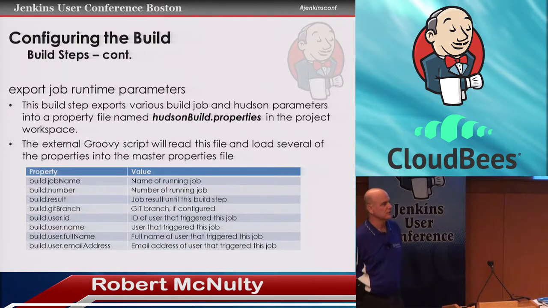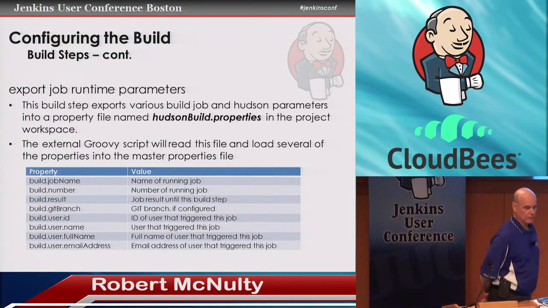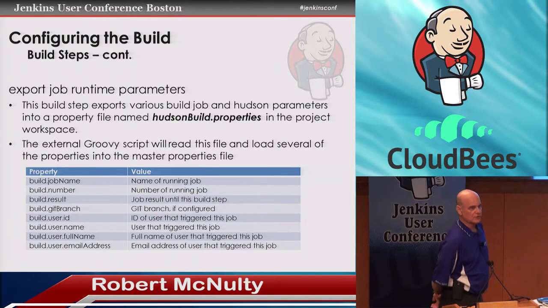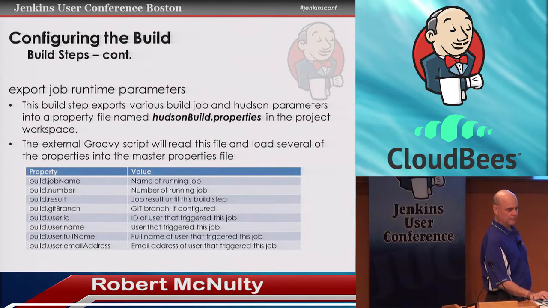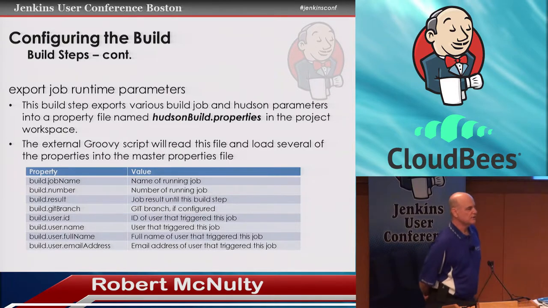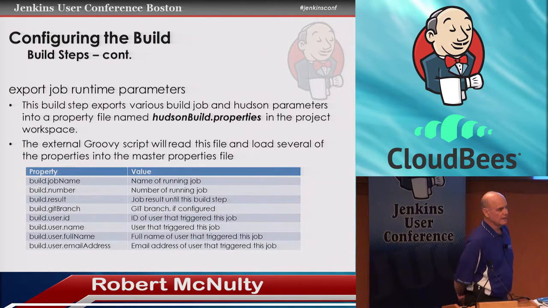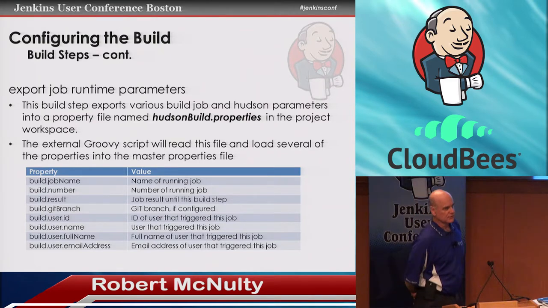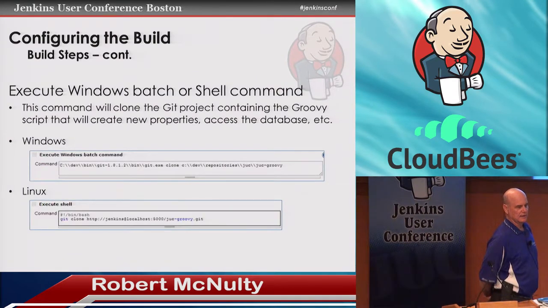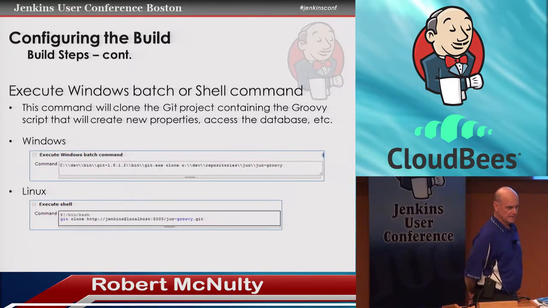Next we're going to export the job runtime parameters. This is going to give us our build parameters that Hudson maintains, like the job name, the build number, the git branch, which we know anyway, the user ID, the username, full name, email address, all that stuff that you've set up in Jenkins for users. Then in our build report, we can note who actually ran the build, at what time, and any of this other information. So this will export those parameters into a second properties file named hudsonbuild.properties. The script that I'm going to be running after this imports those properties into JUC.properties because I don't really want to maintain two properties files. So once it's exported and I've imported those properties, I can forget about hudsonbuild.properties.